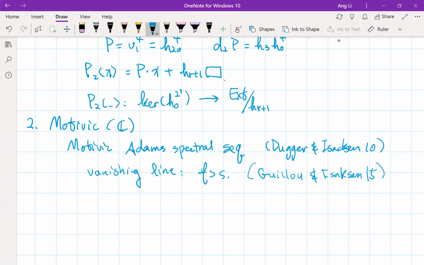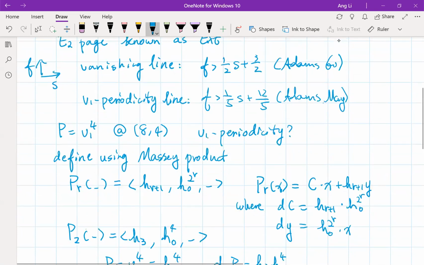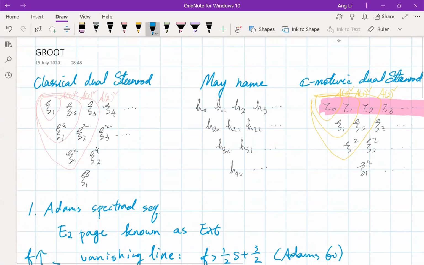All right, so now you know what I'm going to talk about. I am trying to get a v1-periodicity line. Before I jump into that, let's come back to this Main Name correspondence.